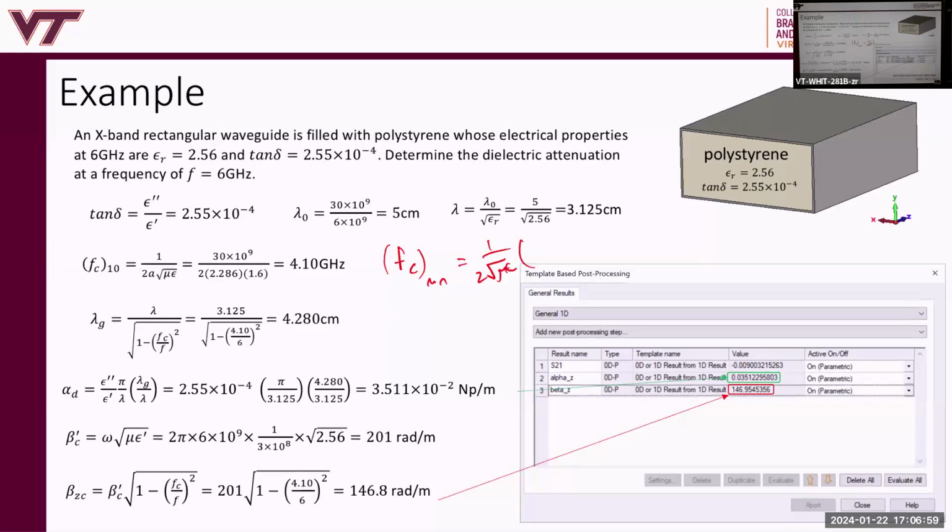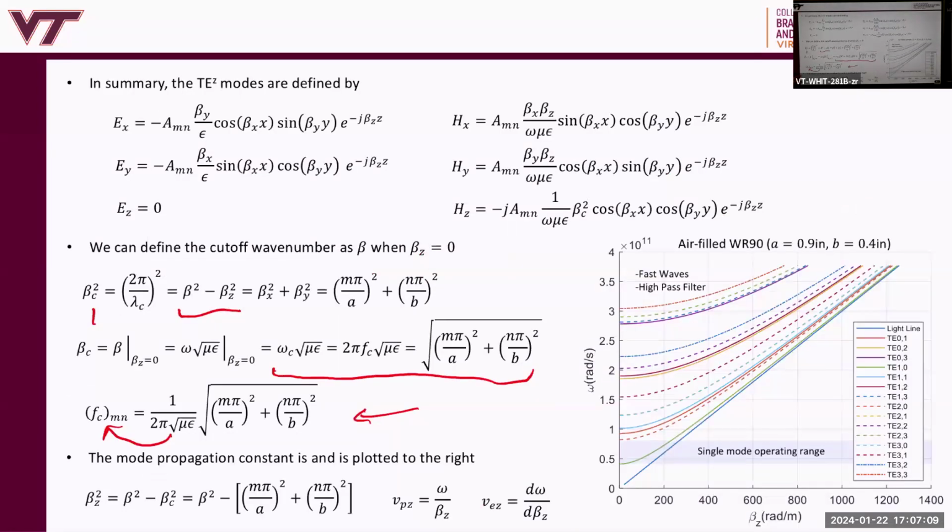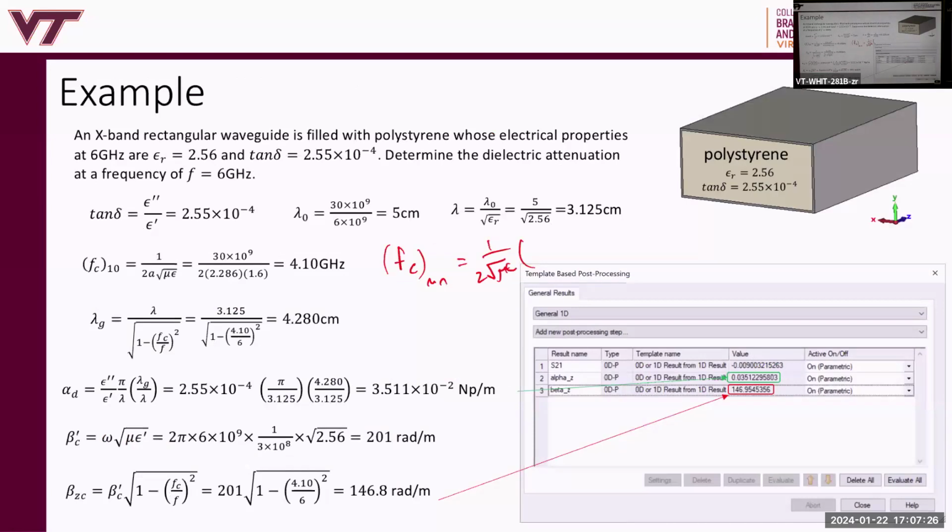Right, it was here where we studied the z-directed quantities. It's 1 over 2 pi square root of mu epsilon. Then we have this, but for the 1-0 mode, this term goes to 0. Then we have pi over a squared that comes out as pi over a. The pi's cancel. We get 1 over 2a square root of mu epsilon. Just so we're there. Okay, good. So that's the cutoff frequency for the 1-0 mode.